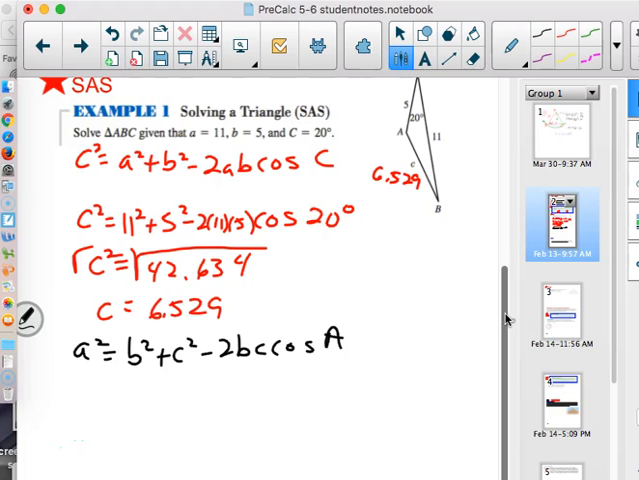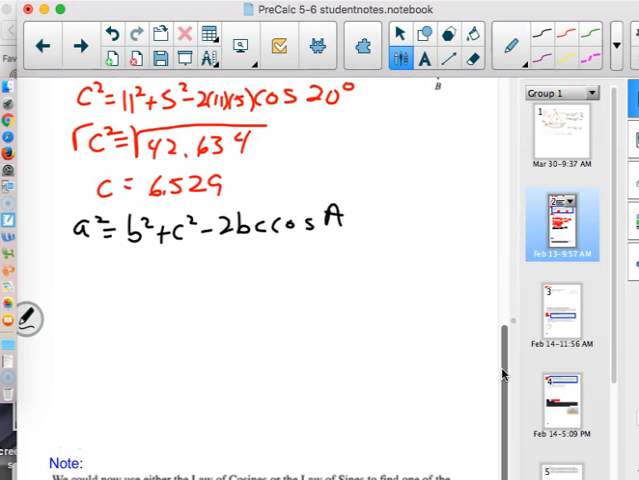So if I need A, start with the opposite side from A, which would be lowercase a squared. B and C are in between. And then the cosine of A in the end. And I realize I'm trying to figure out what A is. So if I'm trying to figure out A, I might want to just build this formula right now to give me the angle. So I'm going to subtract B squared and C squared and divide by negative 2BC. And that would get me the cosine of the angle. And then I could just take the inverse cosine and have what I need.